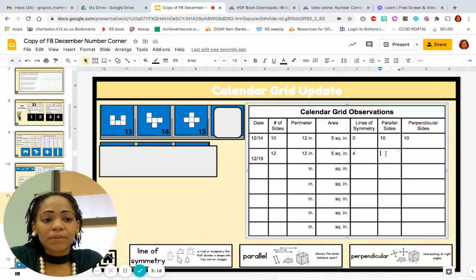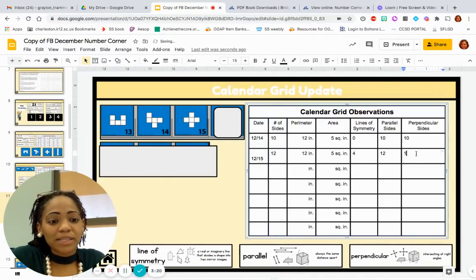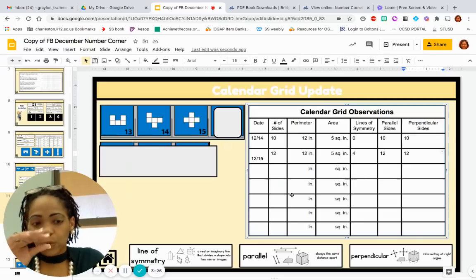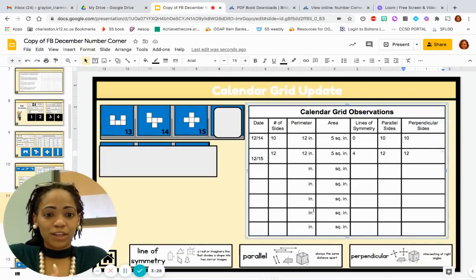And perpendicular, I have 12 as well because perpendicular just is the corner. It says intersecting at a right angle. So here's a corner. We have 12 of those corners in this shape.